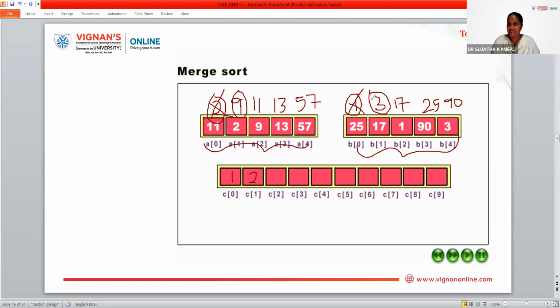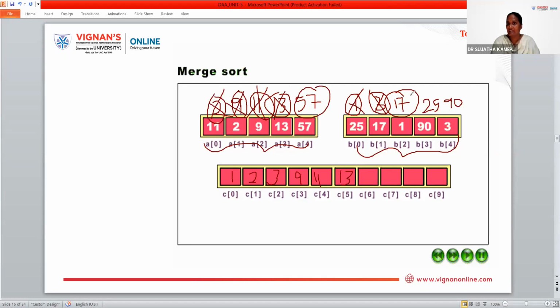I'll compare this element with this element. Since this one is smaller, it is moved here and the next element from the same list is selected. Now these two are compared, this is smaller, and it is placed here. I'll consider the next element from the list from which the element was moved. Now 11 and 17 are compared. Since 11 is smaller, 11 is placed here, and from the same list I take the next element, 13. 13 and 17: again, 13 is smaller, so 13 is moved here. Now I take the next element, 57.